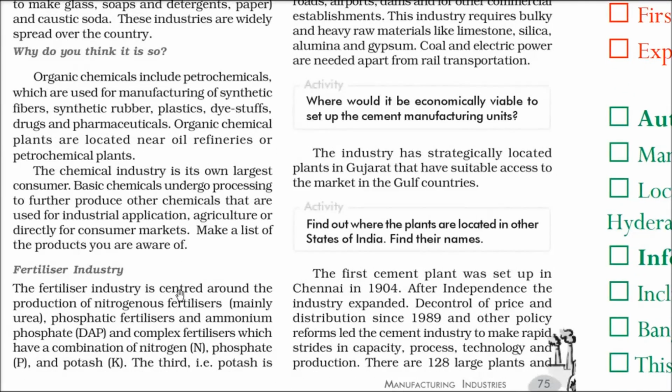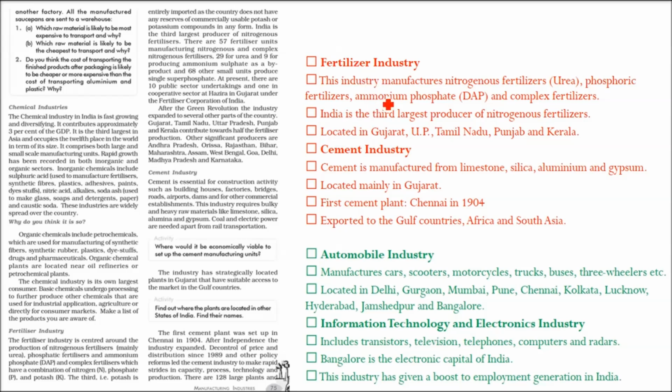Coming to the fertilizer industry, this industry manufactures nitrogenous fertilizers, which contain nitrogen, like urea, phosphatic fertilizers, ammonium phosphate, which we call DAP, and then we have certain complex fertilizers. So India is the 3rd largest producer of these nitrogenous fertilizers. We are 3rd in this, and these industries are located in Gujarat, UP, Tamil Nadu, Punjab and Kerala.